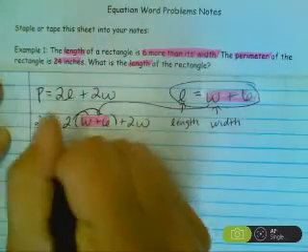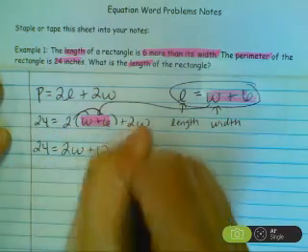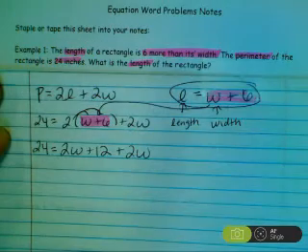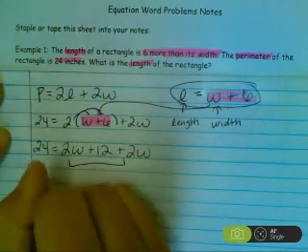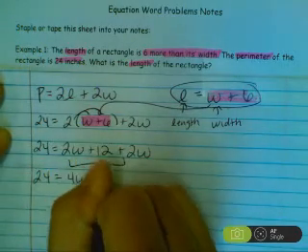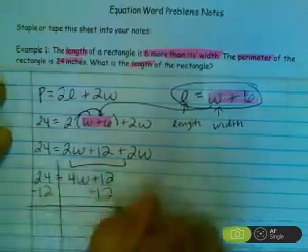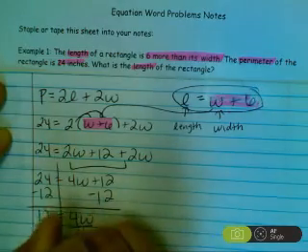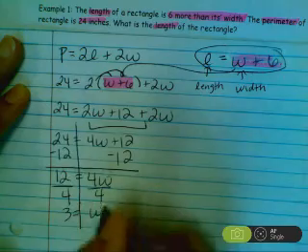I start by distributing 2 to everything in parentheses. 24 equals 2W plus 12. Plus I've still got my 2W from before from my original equation. Combine like terms, 24 equals 4W plus 12. Subtract 12 from both sides. 4W equals 12. Divide both sides by 4. My width is equal to 3.